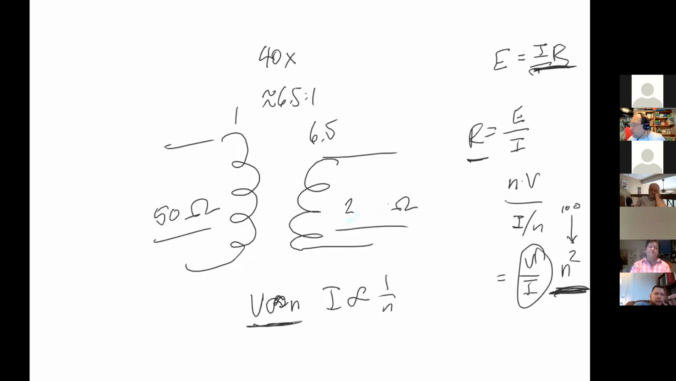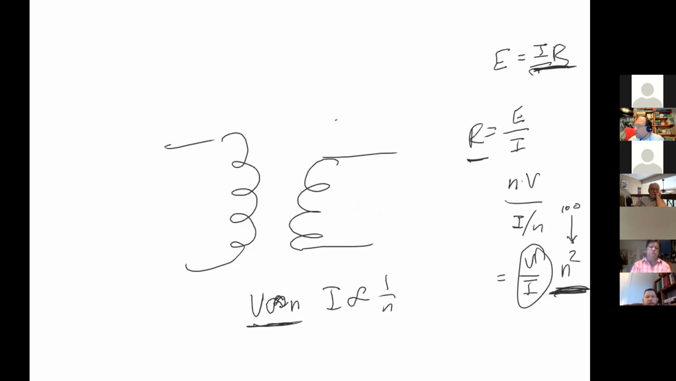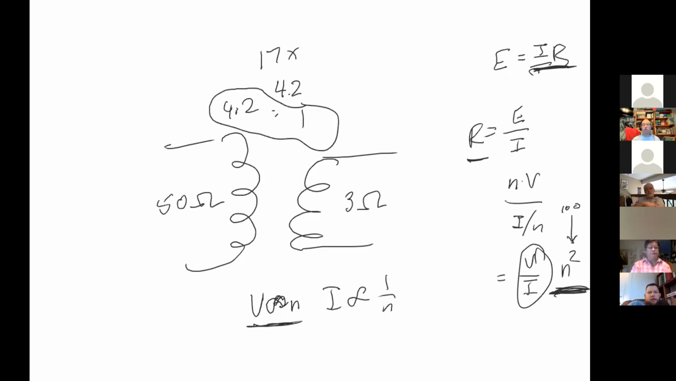I could also, and I've had this, I had a vertical antenna on my car, which had an impedance of about 3 ohms. And I wanted to feed that into 50 ohms. That's a factor of about 17 times. So that's about 4.2. So I'd have a turns ratio of 4.2 to 1. That is my impedance matching transformer. And that is on my car.